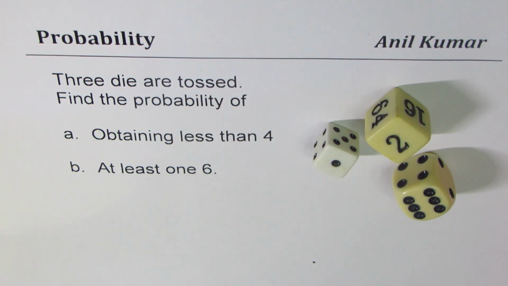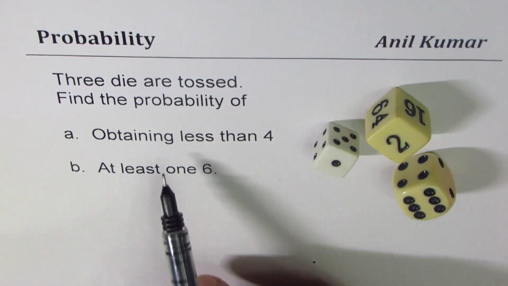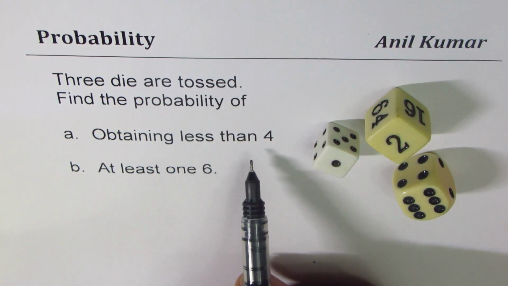The question here is: 3 dice are tossed, find the probability of obtaining less than 4. This is part A, and part B is at least a 6. So I've just taken 3 dice here, and we need to figure out the answer for these questions. Part A is obtaining less than 4.